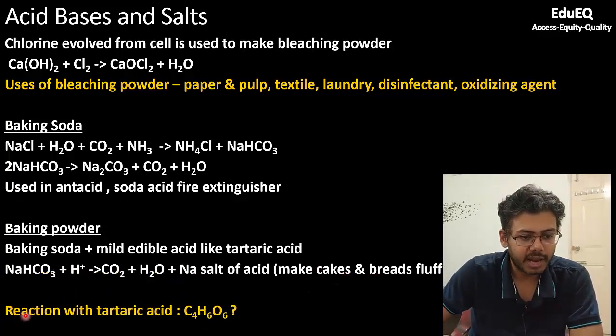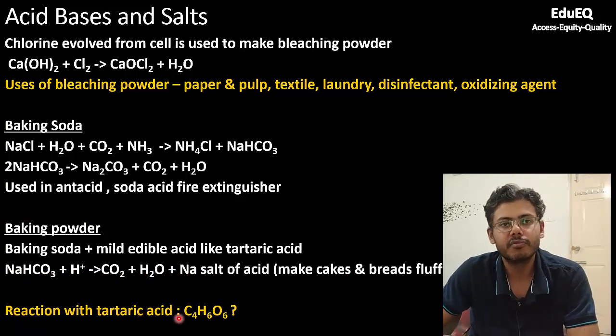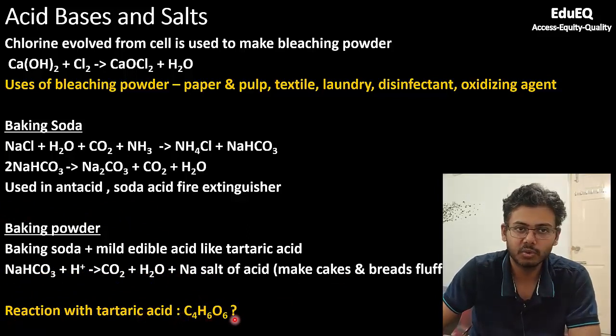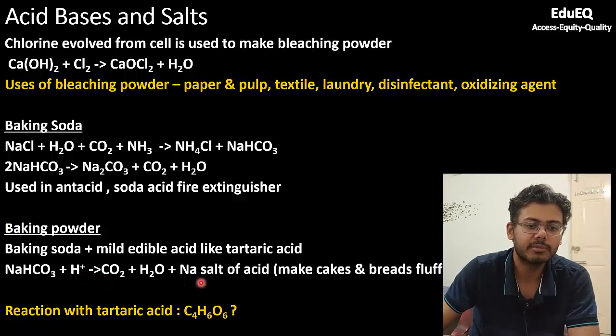Now, can you write the reaction with tartaric acid? I have given you the formula of tartaric acid, C4H6O6. It's very easy. What you have to do is sodium bicarbonate plus tartaric acid. It should give you CO2 plus H2O and the sodium salt of tartaric acid, which is sodium tartrate. It's nothing. Now you know how to write the formulas.